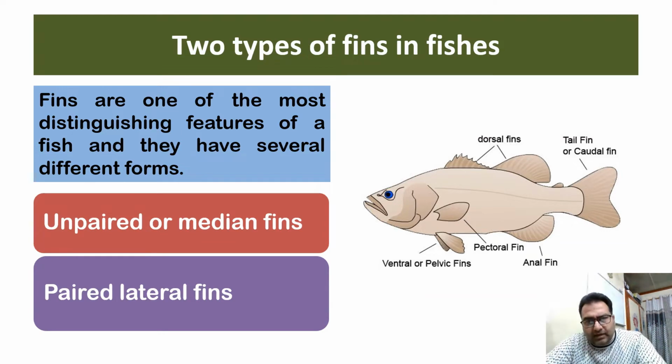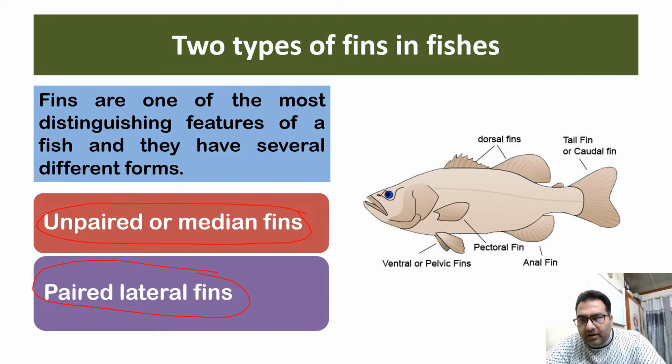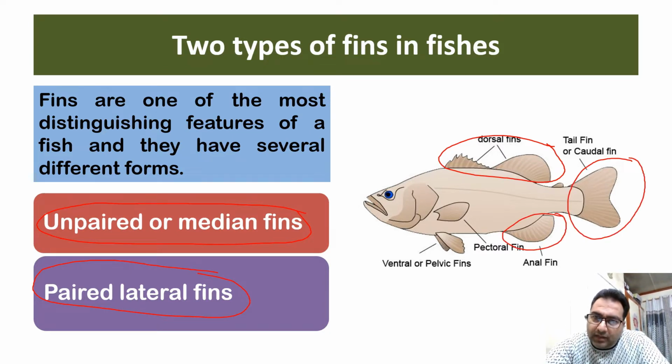Two types of fins are there in fishes, and fins are one of the most distinguishing features of the fish, with several different forms. As I told you earlier, they can be unpaired or median fins, and paired lateral fins. The dorsal fin is unpaired, the caudal fin is unpaired, and the anal fin is unpaired. We call them the median fins as well.